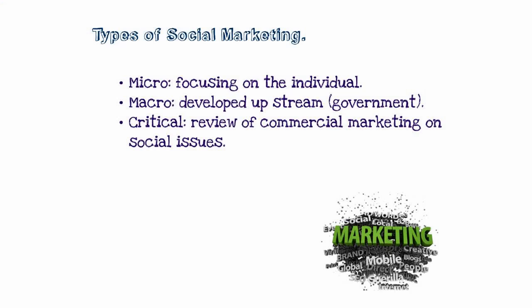Macro social marketing is where the government gets involved and usually introduces some form of statute. A good example is the introduction of seatbelts to cars. This was done in the late 60s and early 70s. However, the social marketing campaign to get individuals to use it had limited success, so they introduced legislation requiring drivers and passengers to use them.